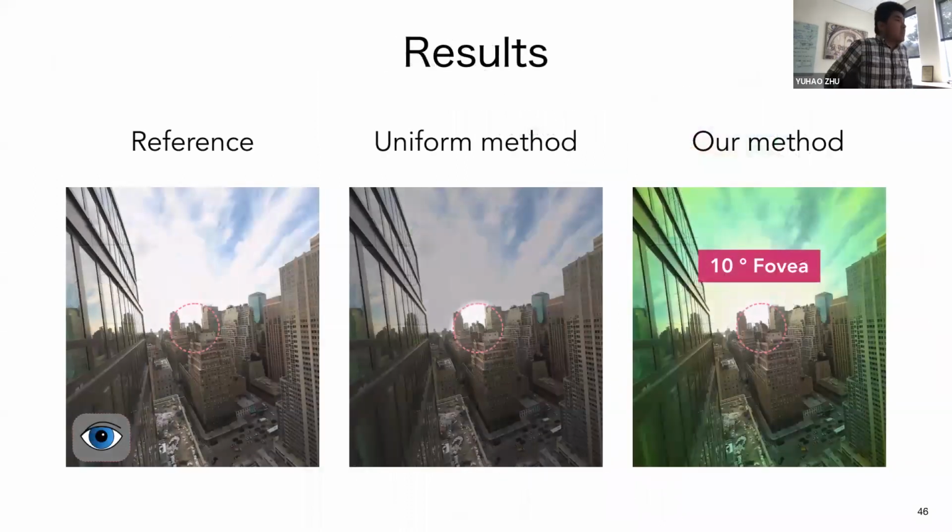And so these are some results. This is from one of the frames. What's on the left is a reference frame. This small circle represents 10-degree fovea. Anything beyond 10 degrees is what we would consider peripheral vision. This is a uniform baseline where you uniformly darken the pixel values outside the 10-degree fovea. And this is the result generated by our rendering algorithm.